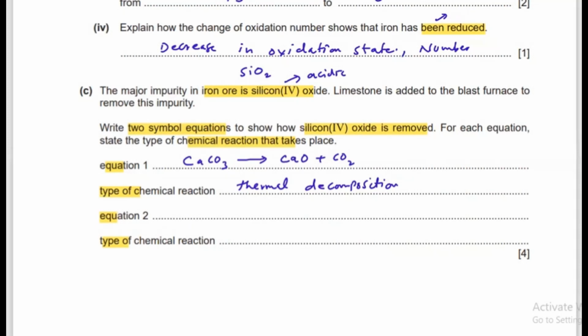Then calcium oxide. This calcium oxide is basic, and it is used to remove the impurity silicon 4 oxide, which is acidic. So we will get a single product with one calcium, one silicon, and 2 plus 1, 3 oxygen. We can write CaSiO3, calcium silicate, which is called slag. Now for the type of reaction: this is basic, this is acidic, so we can say this is an acid-base reaction or neutralization reaction.